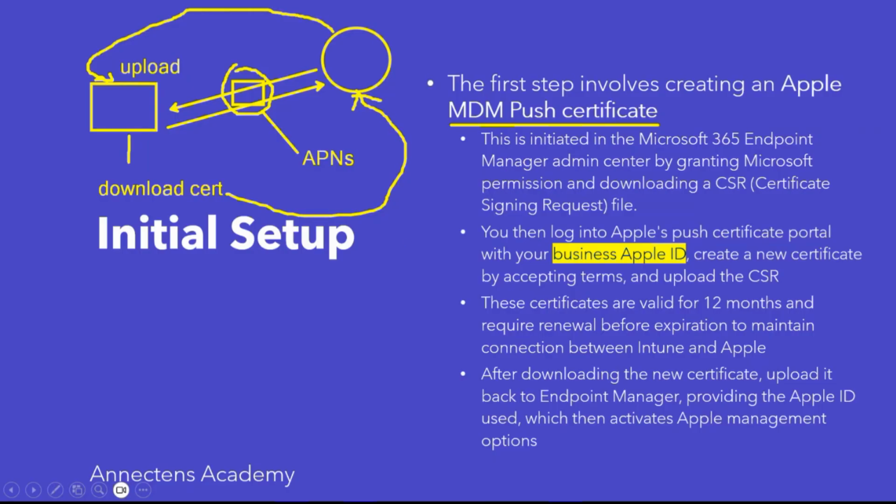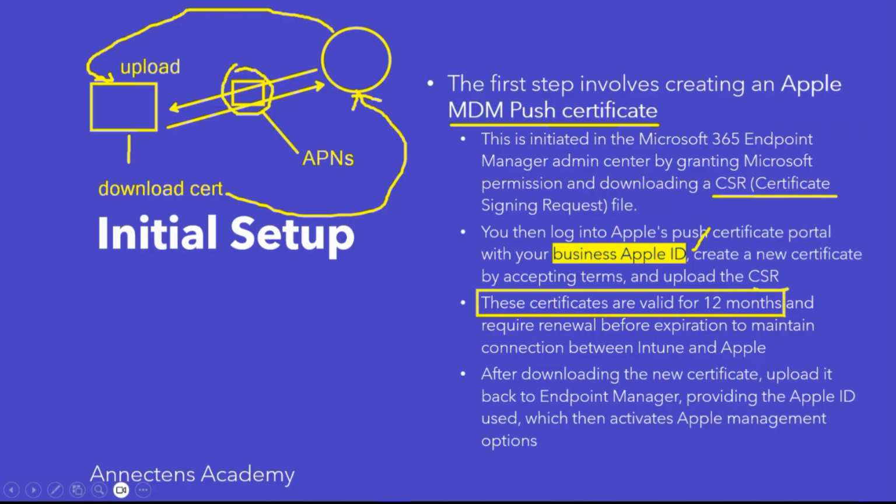Initially there will be a .CSR certificate, the certificate signing request, that we download from our MDM console. Then we go to the Apple Push Certificate Portal, where we use our business Apple ID. Using that, we create a new certificate and download it. So we upload the CSR certificate, download a certificate from Apple, and upload the same certificate to Intune as well. Ensure this certificate is valid. This certificate is valid for 12 months.